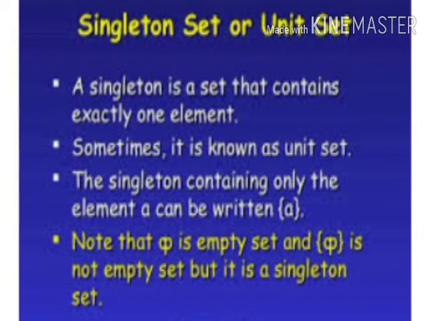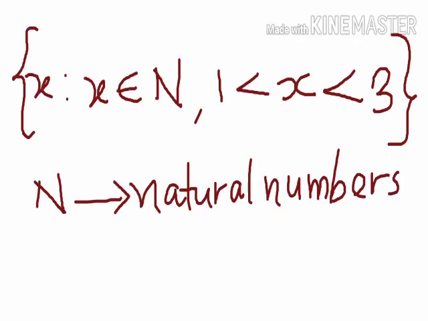Okay. Next, we want to see what is a singleton set. Singleton set or unit set. Singleton set means it contains only one element. Suppose the element is a, then we can write set {a}. Let's see an example. Set of all x such that x belongs to N. X belongs to N, where N is natural numbers. I already gave notes. Look at the notes and you can see N represents the set of natural numbers.